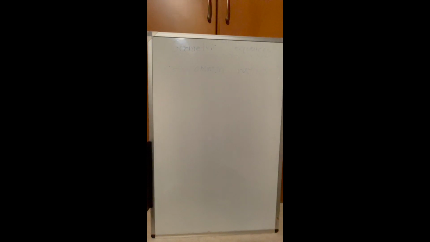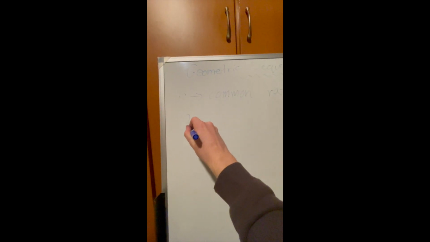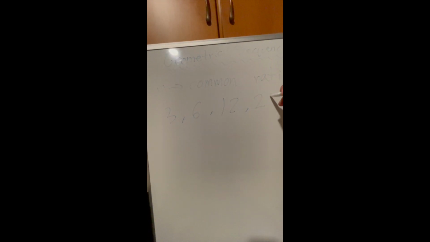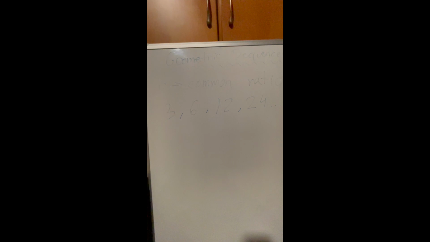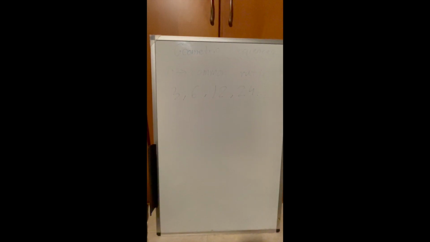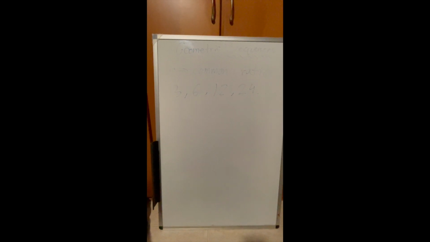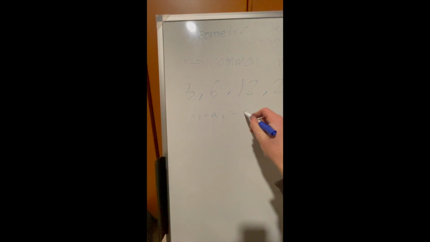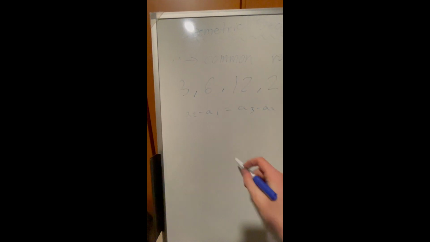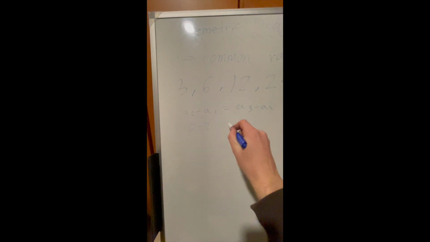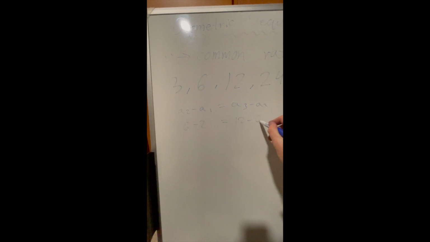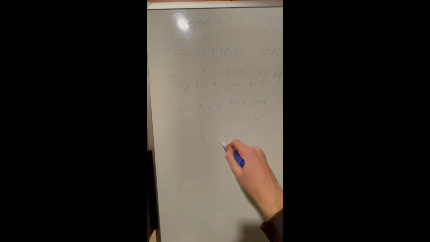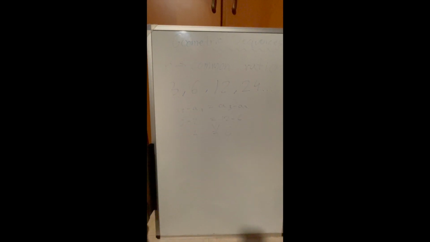For example, let's consider the following sequence: 3, 6, 12, 24. To start off, let's do what we did last video and test if this is an arithmetic sequence. To do this, we just do A2 minus A1, and this should be equal to A3 minus A2. Let's test it. 6 minus 3 equal to 12 minus 6. 6 minus 3 is 3, and 12 minus 6 is 6. This is not true, so this is not an arithmetic sequence.